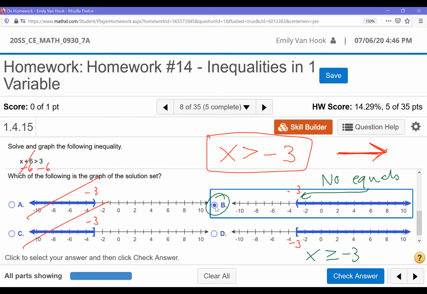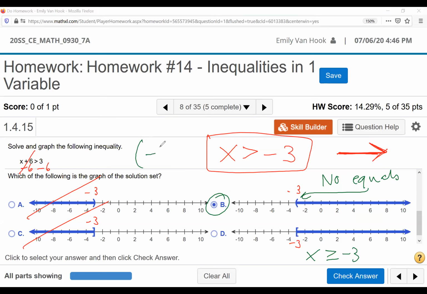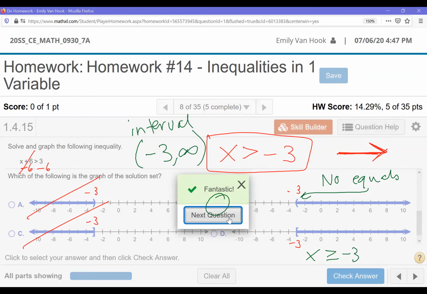We're not being asked for interval notation in this problem, but if we were, the interval answer would be parentheses, -3, comma, infinity, and then close parentheses. That would be our interval notation if we were asked for it. Sometimes you will be. In this case, it looks like we're not. All right, so that was number 8.